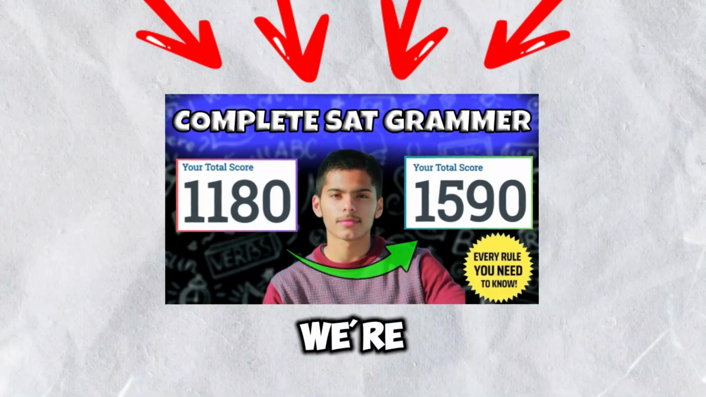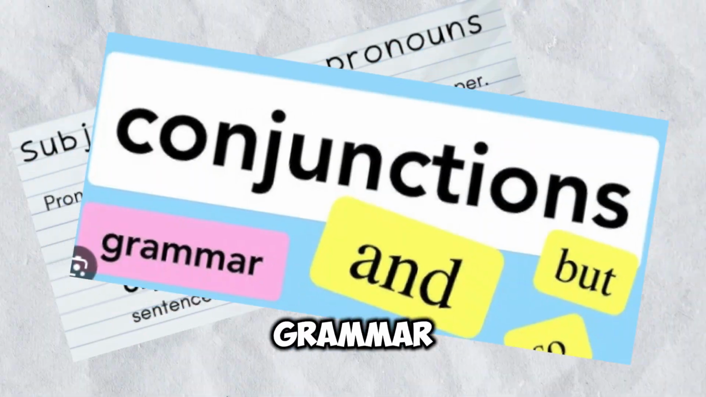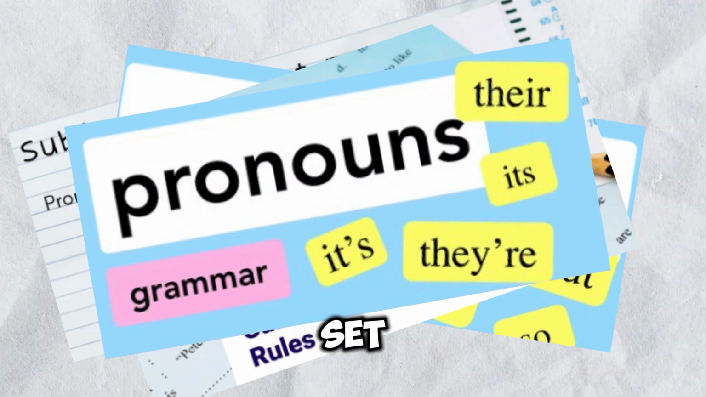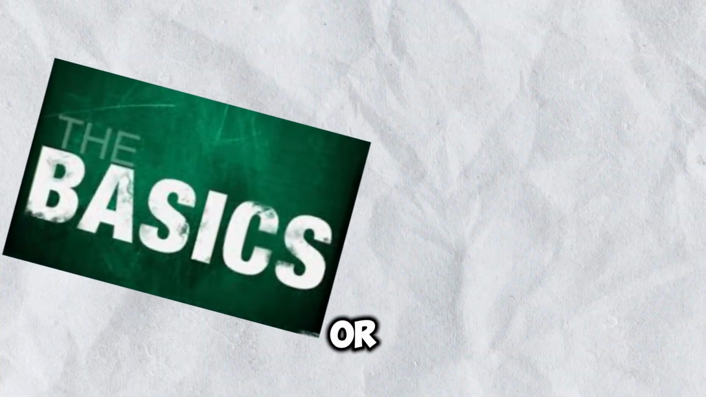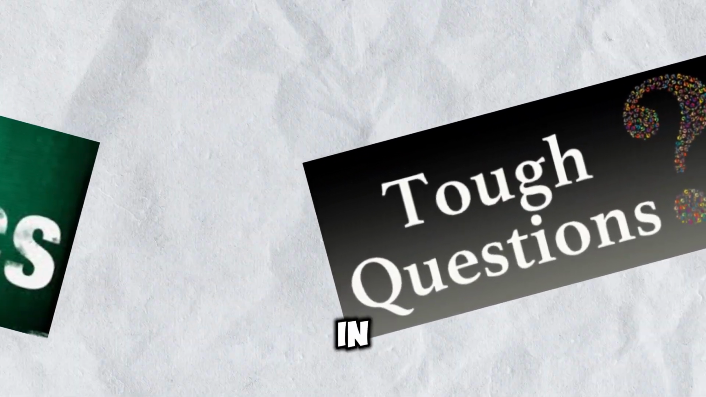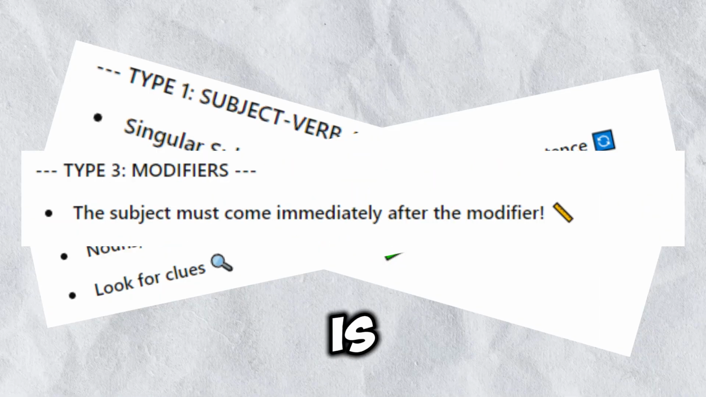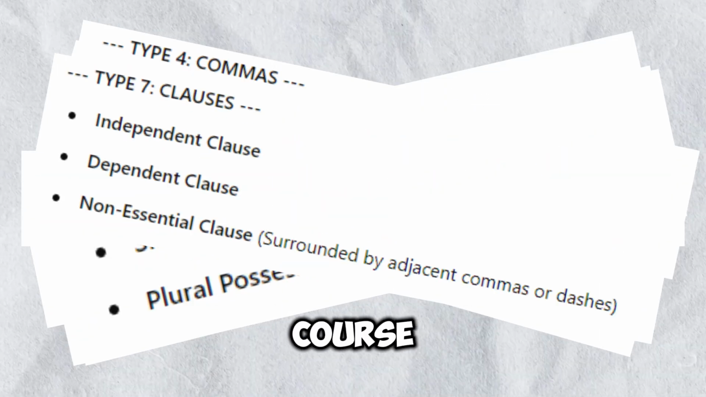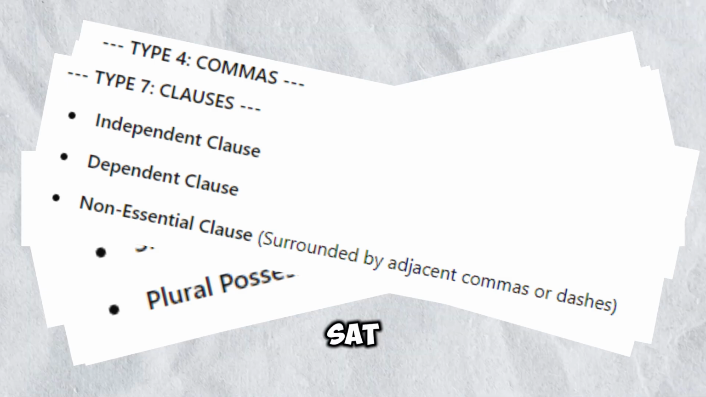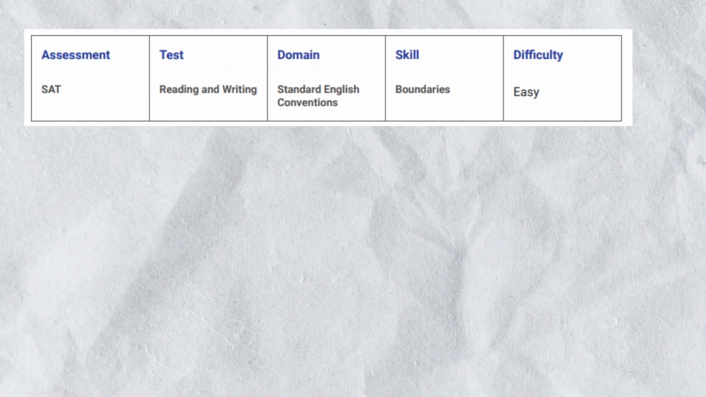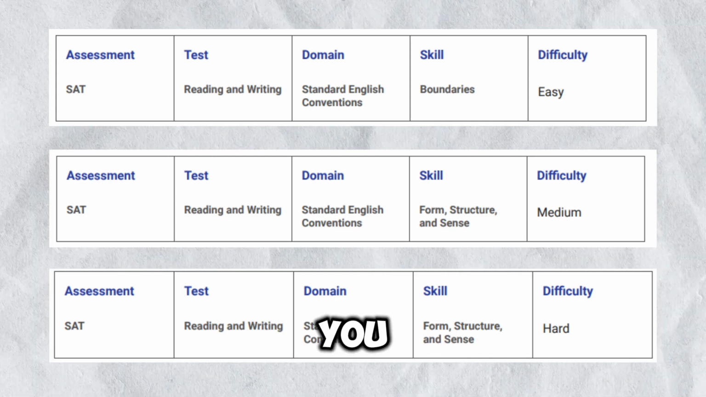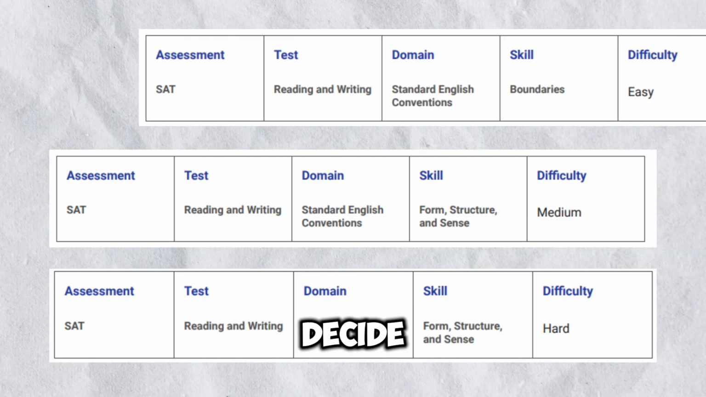In this video, we're diving deep into the essential grammar rules you need to ace the SAT. Whether it's basic concepts or tricky rules, I've got you covered. We're going to be covering 7 types of grammar rules, which is the complete grammar course for the SAT English section, and we'll break down each rule with easy, medium and hard questions, so you'll be fully prepared for anything the SAT throws your way. Stick around till the end. This could be the game changer for your SAT score.